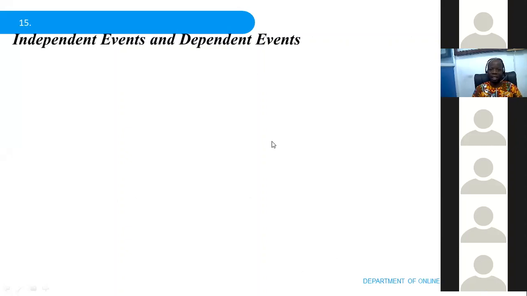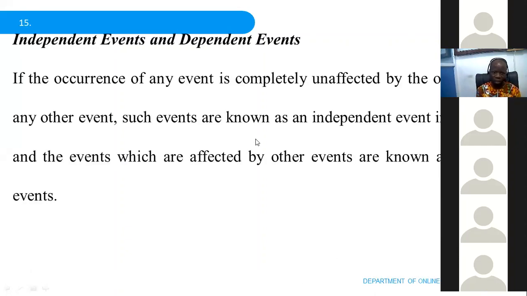Independent events and dependent events. Let's just take them quickly. If the occurrence of any event is completely unaffected by the occurrence of any other event, such events are known as independent events in probability. And the events which are affected by other events are known as dependent events. So if you have two events, let's say A and B, and the presence of A does not affect the presence of B, we say that they are independent.